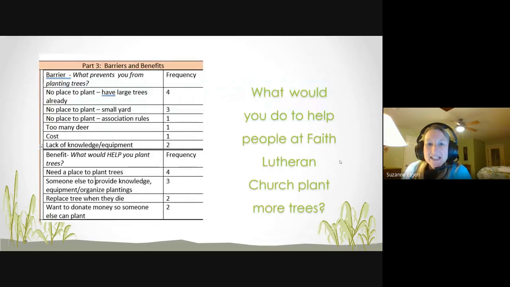So we asked people, what's preventing you from planting trees and what would help you plant trees? And I love this data for so many reasons. I think when people think about planting trees, they think that you have to plant trees on your own property. And if you don't have a place to plant a tree, then you can't plant a tree. And nothing could be further from the truth. You can plant a tree in lots of different places, or you can donate money to plant trees.